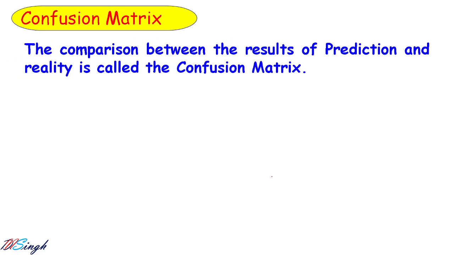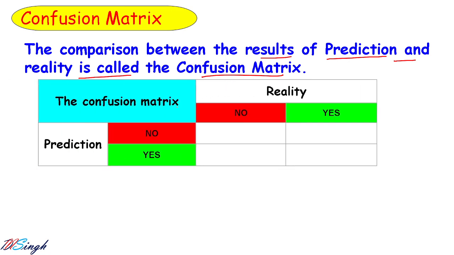Okay, so what the confusion matrix is in itself: the comparison between the result of prediction and the reality is called confusion matrix. So when we compare prediction and reality in a tabular form, then it is called what? Confusion matrix. And let us see how it is made. So this is a skeleton of that matrix. We will write confusion matrix here, we will write prediction on that place, and reality here. I told you already that all the combinations of prediction and reality, how to evaluate the answer for that.